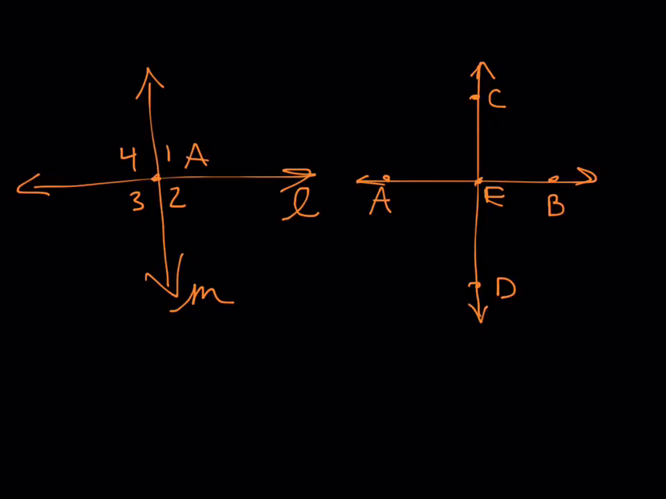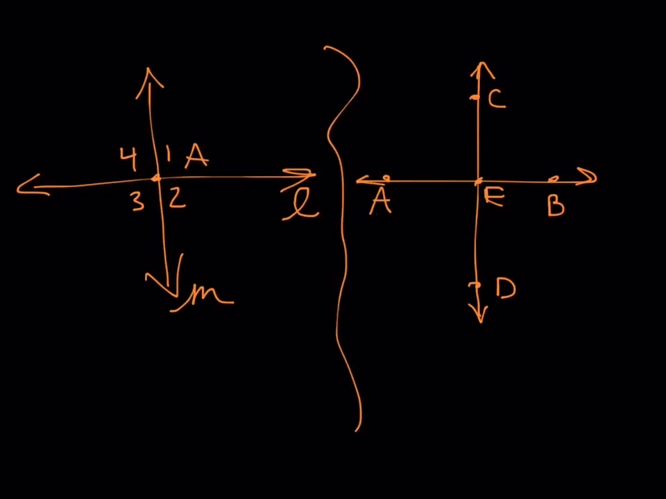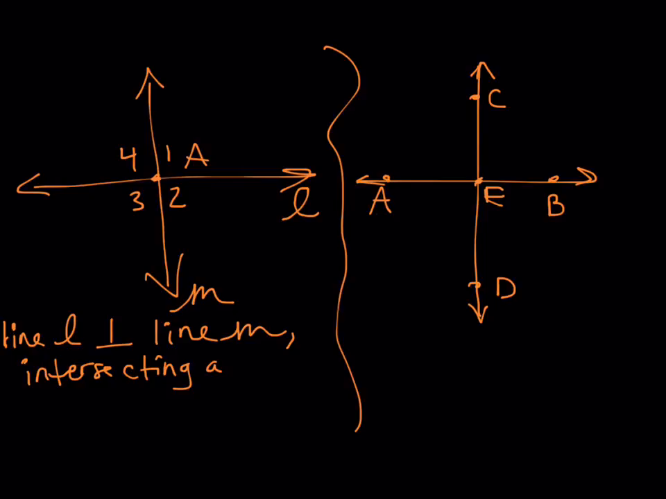All right, so now with those diagrams, let's write the given statements. If you use the one on the left here, then we need to state that these lines are perpendicular. So I would say something like, line L is perpendicular. There's the symbol for perpendicular. Line L is perpendicular to line M. Okay, and I could say something like that they are intersecting at point A. Right? And that's all I need. That's the only thing we were given. The two lines are perpendicular.